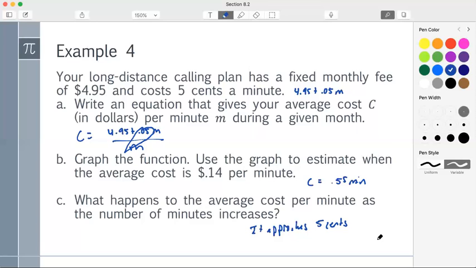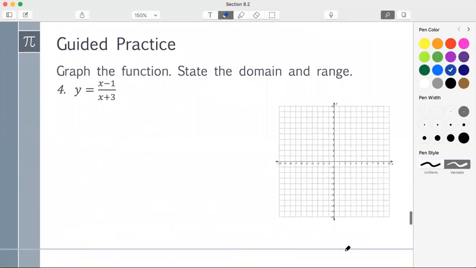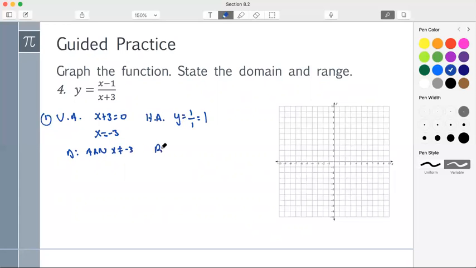All right, let's try some guided practices here. All right, so guided practice number 4. Okay, so step 1 for the vertical asymptote, remember we just set the denominator equal to 0. That's how we get x equals negative 3. For the horizontal asymptote, we just do the ratio of the leading coefficients, which is 1. So again, the domain is going to be all real numbers such that x cannot equal negative 3. And the range is going to be all real numbers such that y cannot equal 1.